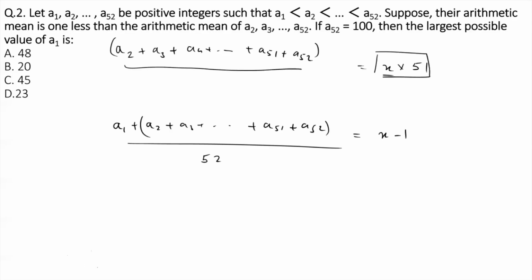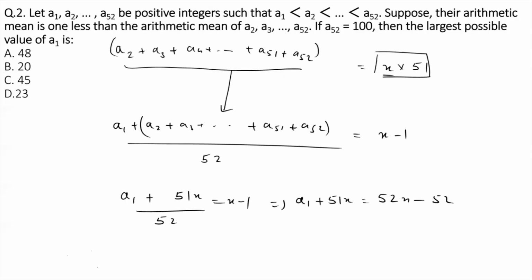And now putting this value a2 plus a3 up to a52 as 51x in the second equation, I will get a1 plus 51x upon 52 is x minus 1. Or I can take 52 on the right hand side. a1 plus 51x is 52x minus 52, or a1 is x minus 52.